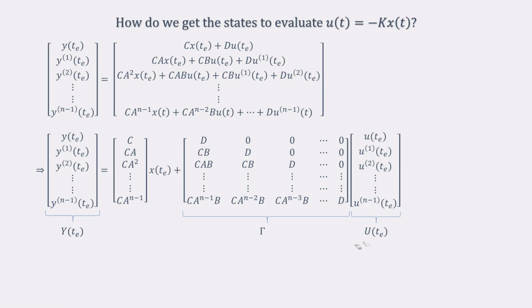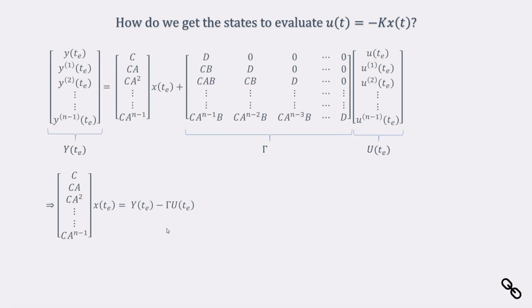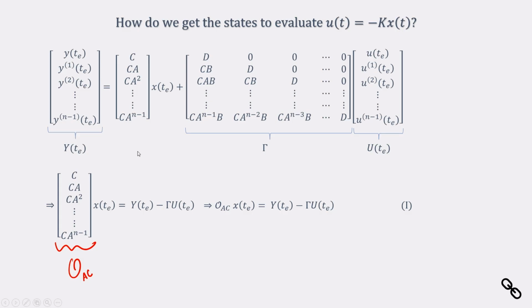Notice that this is known to us because A, B, C, D are known to us, this is known because I can measure the inputs, and this is known because I can measure the outputs as well. And this matrix is also known to us because C and A are known to us. Now, this same expression can also be rewritten in this form. This I am keeping on the right, and the rest of the things I am taking to one side. This matrix I am denoting by O of A, C. So, this is the equation that you get.